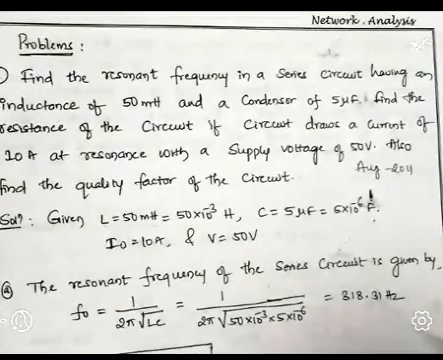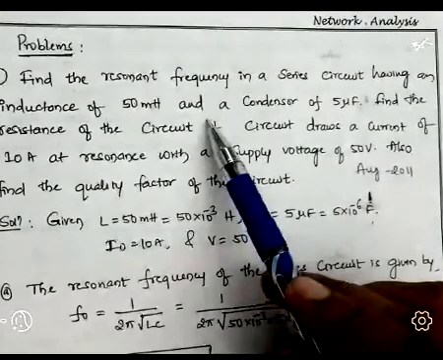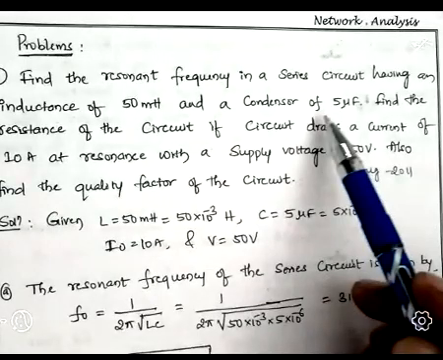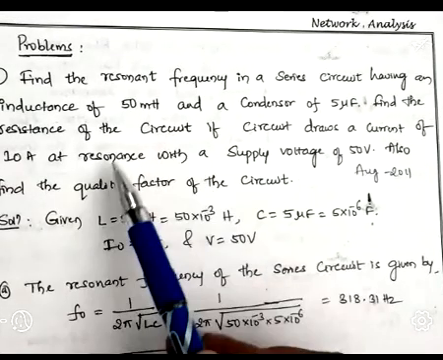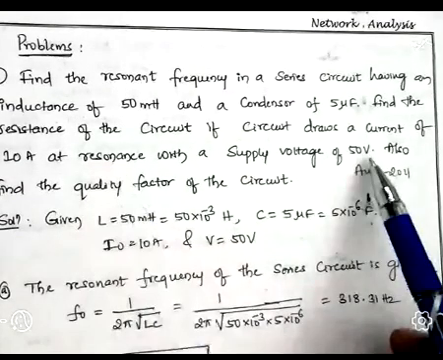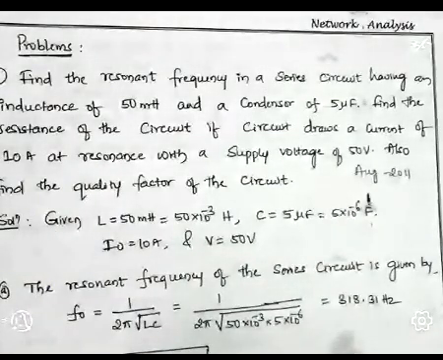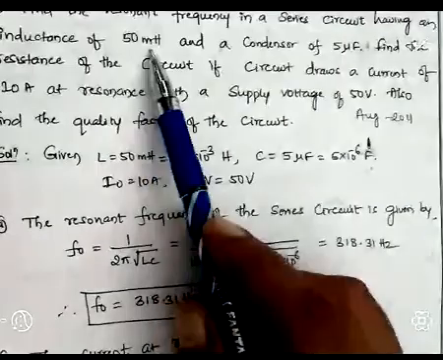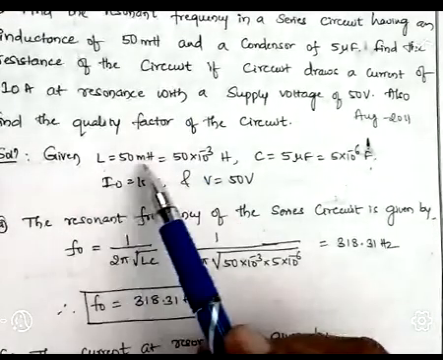Find the resonant frequency in a series circuit having an inductance of 50 millihenry and a condenser of 5 microfarad. Find the resistance of the circuit if the circuit draws a current of 10 amperes at resonance with a supply voltage of 50 volt. Also find the quality factor. First, the given data: 50 millihenry is the inductance, so L equals 50 millihenry. Milli means 10 raised to minus 3 henry.